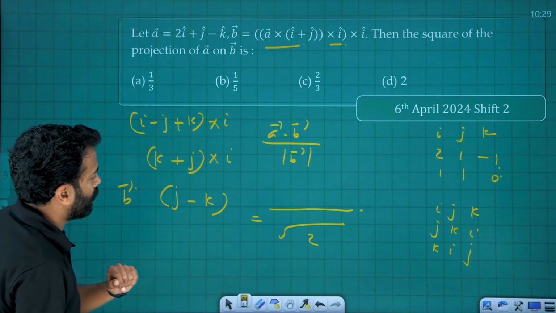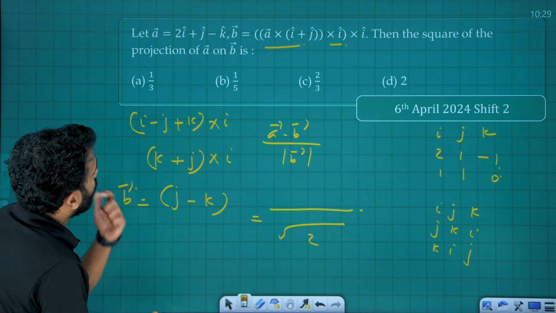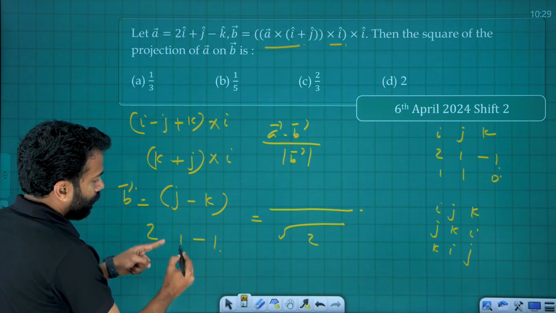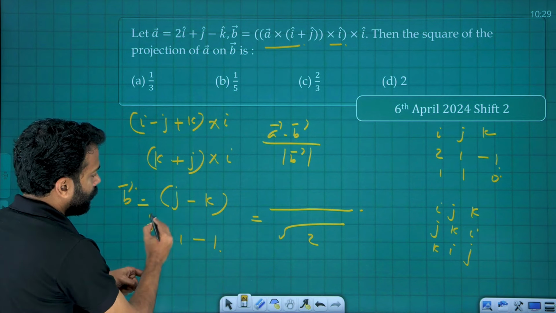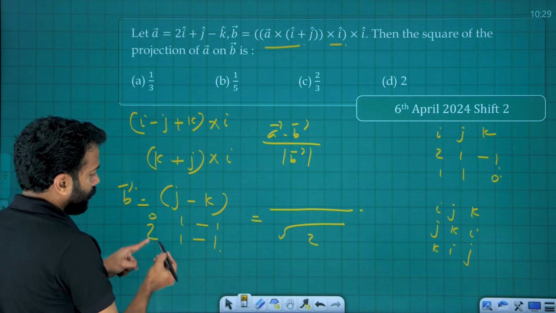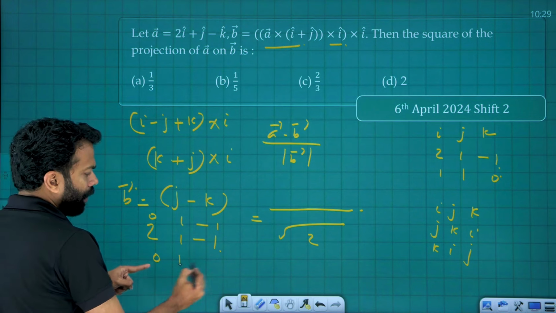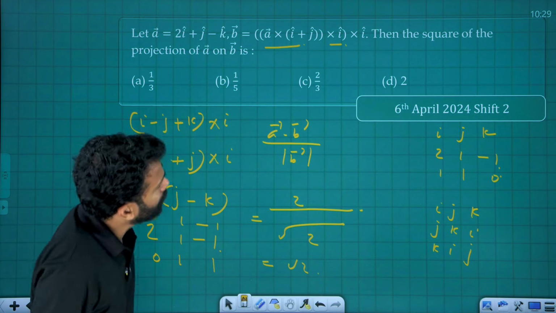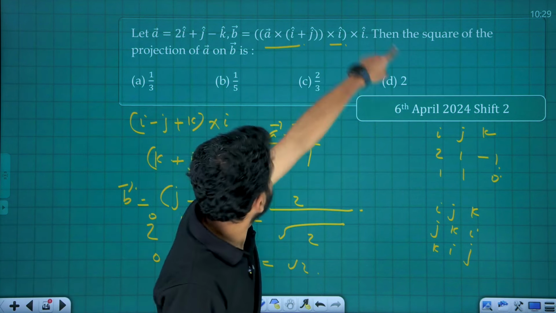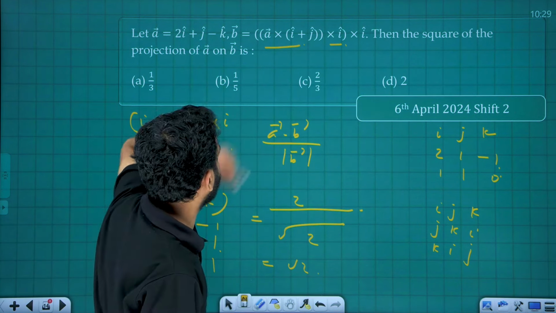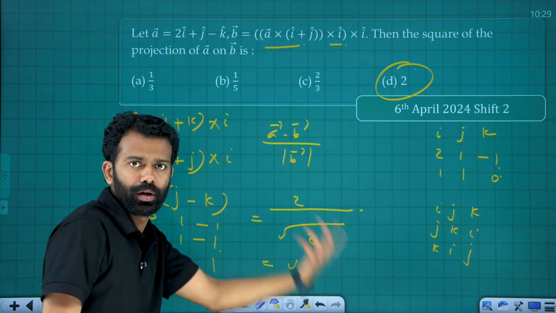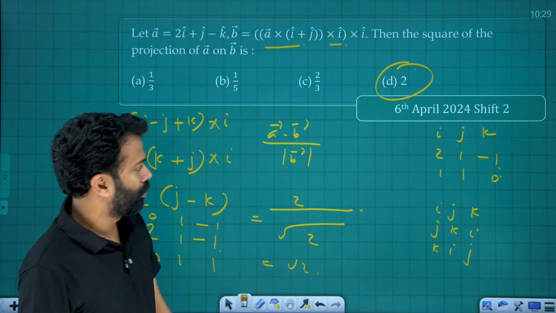What is vector A dot vector B? This is vector B. Vector A is 2, 1, minus 1. If you multiply it, you will get 0, 1, minus 1, right? That is 0, 1, 1. If you add it, you will get 2. So the result is what? Root 2. But you need to find the square of the projection of vector A on vector B, and that is what? 2. That's all. Root 2 the square is 2. Finally, a problem in one slide, right?